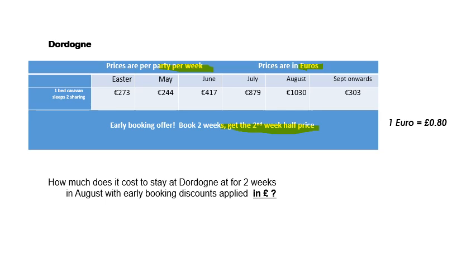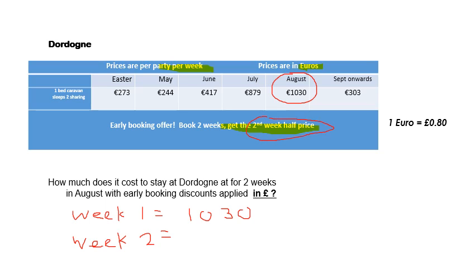All right, so week 1 is simply going to cost 1,030 euros, because remember guys, they're going for 2 weeks in August. Again, that's from the previous slide. This is still part of the same question. So week 2 is going to be half that, again, because it says up here the second week is half price, which means 515 euros.